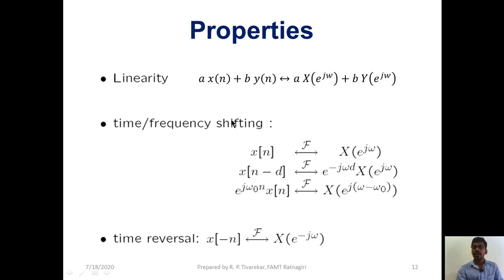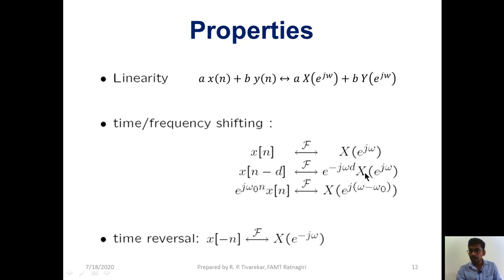Time and frequency shift property. When input signal x of n is delayed by some time amount d, its corresponding frequency domain signal X of e raised to j omega will get multiplied with e raised to minus j omega d. Remember, this is the same as the operator used in a DTFT. The only difference is n is replaced by the specific shift amount, that is d. And similarly in the frequency domain, if capital X of e raised to j omega is shifted by omega 0 amount, that gives you this. Then in the corresponding time domain, we have an operator e raised to plus j omega 0 n, and here omega is replaced by omega 0. To remember, once again you can have a look here.